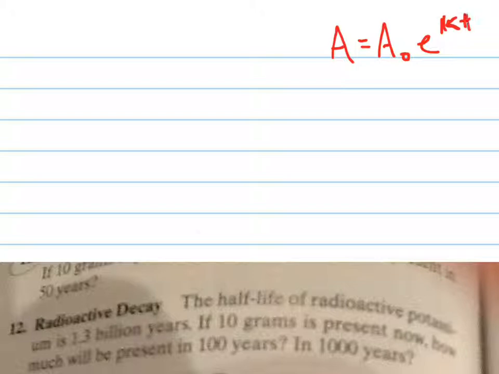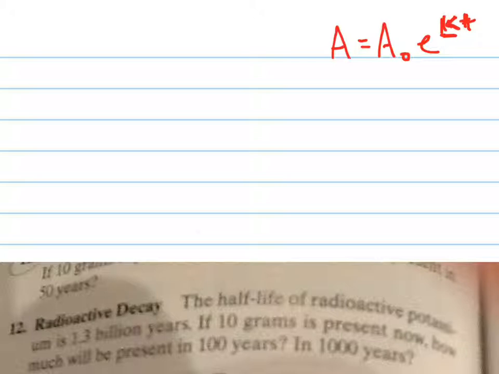Sorry for that not being very good, but this is the original amount. This is the final amount. And K is some constant that we need to find, and T is in years. All right, so we're going to find K by plugging in. They basically gave us a point.